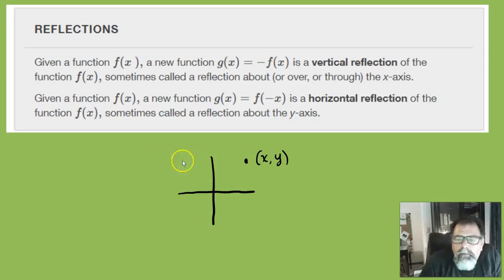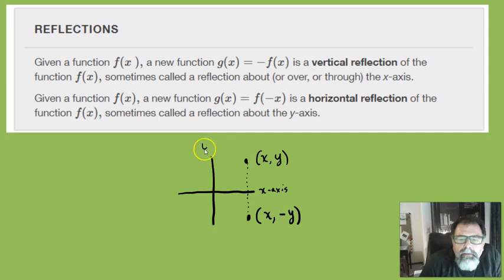And just to reiterate here, if I wanted to reflect it about the x-axis, if I take this point and reflect it through the x-axis, basically it's going to be the same distance on the other side. So you can see the y value, if I called that f of x, it'd be negative f of x, or negative y, or the opposite of y.